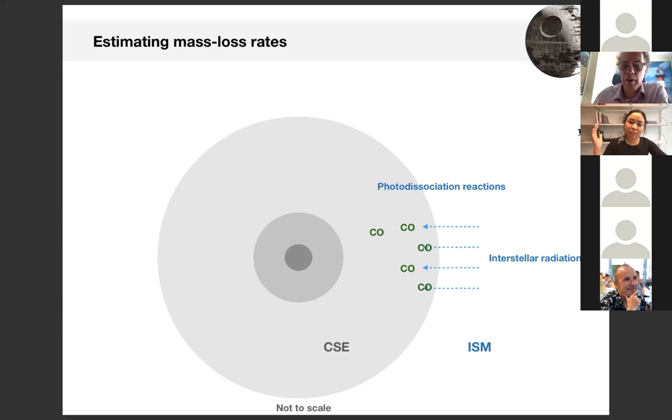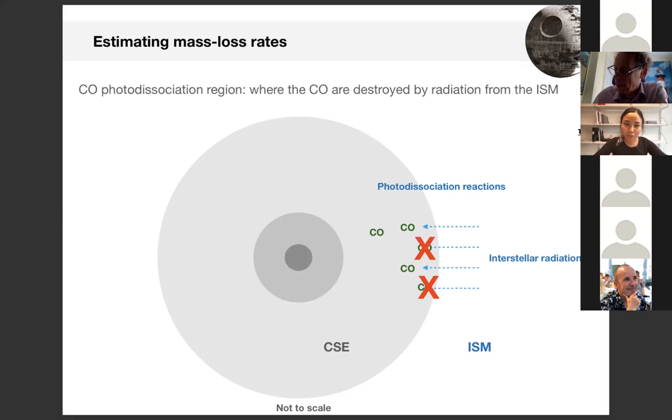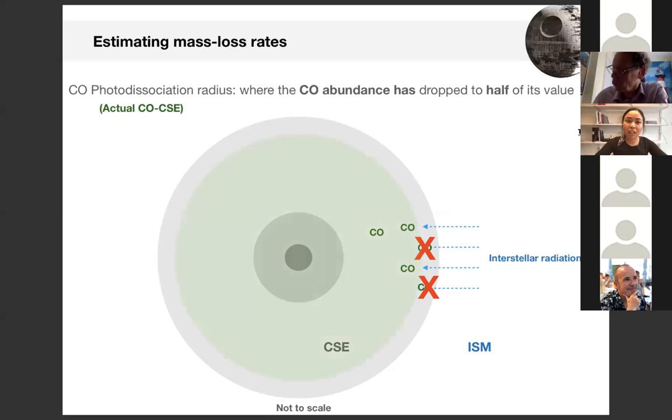So you have the interstellar radiation from the interstellar medium that will interact with molecules such as CO and that will destroy them. So we are interested in the zone where the CO is not destroyed by the radiation from the interstellar medium. That would be the CO photodissociation radius that I show here as the actual size in green, which is formally defined as the region where the CO abundance has dropped to half of its initial value. So this is the actual size of the circumstellar envelope.